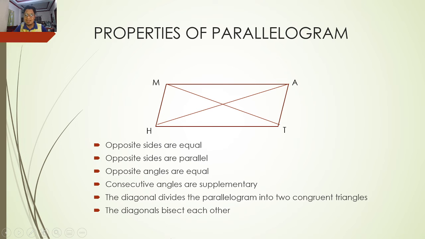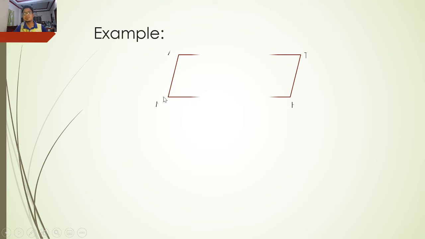Ulit. Diagonals bisect each other. Ito yung isang diagonal, ito yung isang diagonal. Nung nag-intersect sila, nahati equally yung mismong diagonal. So, yung part sa M papunta rito, equal siya mula dito hanggang sa T. So, yung sukat ng H papunta rito sa intersection, equal pa rin siya mula sa intersection papunta sa A natin. Okay? Para mas maintindihan, let's have here now an example.